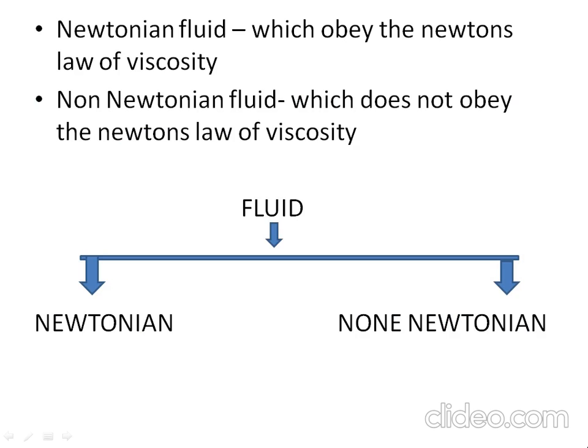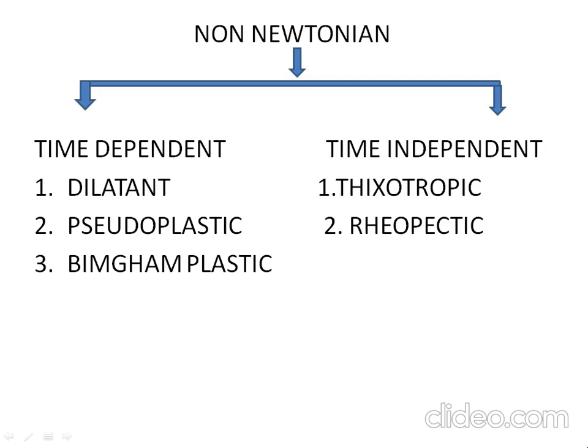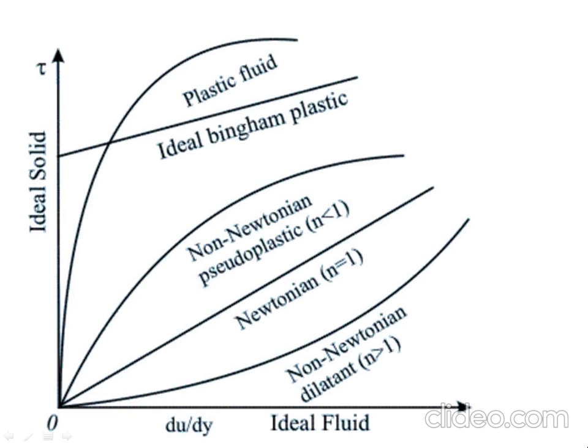Fluid can be defined as Newtonian and non-Newtonian fluid. Non-Newtonian fluid is further divided into two categories, time-independent and time-dependent. In time-independent: dilatant, pseudoplastic, and Bingham plastic. Time-dependent: thixotropic and rheopectic. In the graph between tau and du by dy, we can see ideal fluid, dilatant, Newtonian, pseudoplastic, Bingham plastic, and ideal solid.